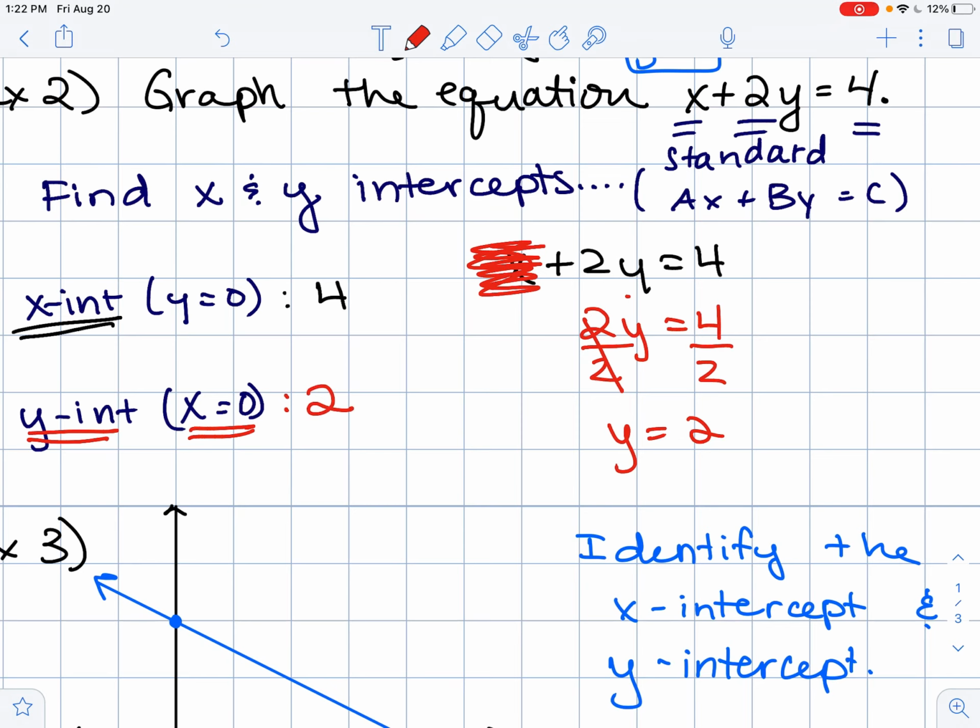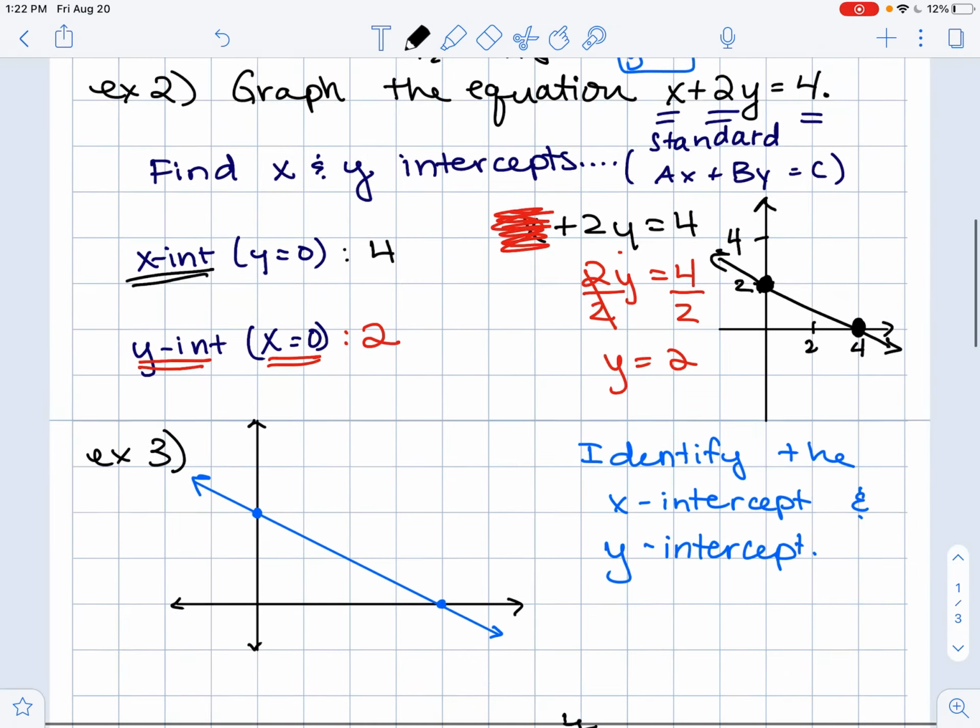And now, when I graph it, if this is 2 and this is 4, when x is 4, we put our dot on x is 4 on the x-axis, and our y-intercept is 2 when it's on the y-axis, and then we connect our points.